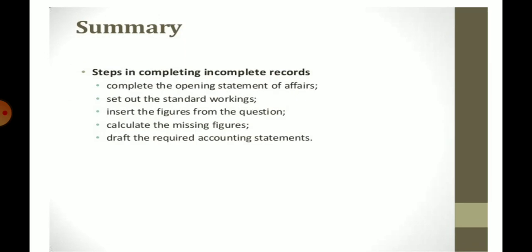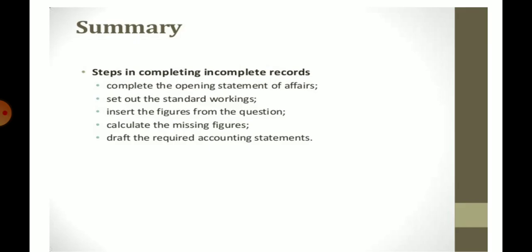So, the summary of the steps in completing incomplete records is: complete the opening statement of affairs, set out the standard workings, insert the figures from the question, calculate the missing figures, and draft the required accounting statements. So, here the video ends. You have to remember that an incomplete records question will come in your examination. A question will come from this chapter. Okay, so don't skip this chapter. It includes a 6 marks question in your paper and it is very important to learn this chapter.